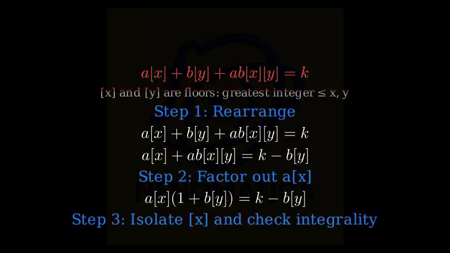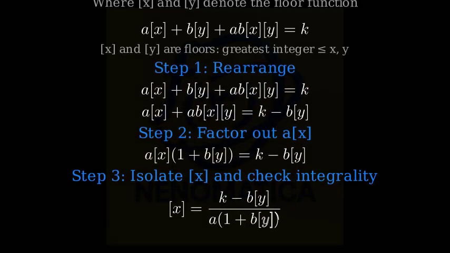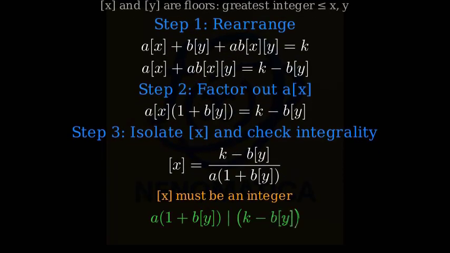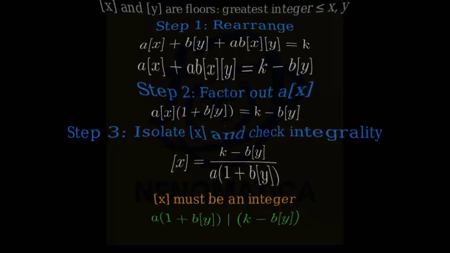Step 3. Solve for the floor of x. Divide both sides by a times (1 + b⌊y⌋), keeping in mind that ⌊x⌋ must be an integer. Therefore, ⌊x⌋ equals the fraction with numerator k − b⌊y⌋ over denominator a times (1 + b⌊y⌋), and that fraction must be an integer. Equivalently, a times (1 + b⌊y⌋) must divide k − b⌊y⌋.